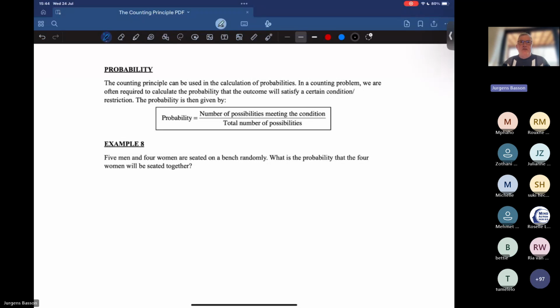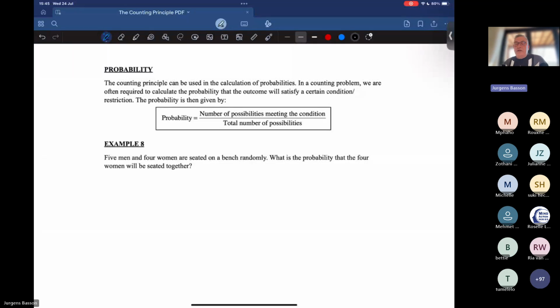Then they must look for restrictions, either position or grouping. Now you will see I now start with probability. That is why we do the counting principle, so that we use it in probability. And that is why probability is also part of grade 11 probability. But I hope you agree with me, counting principle is not quite probability. It's a mathematical principle, but we use it to calculate probabilities.